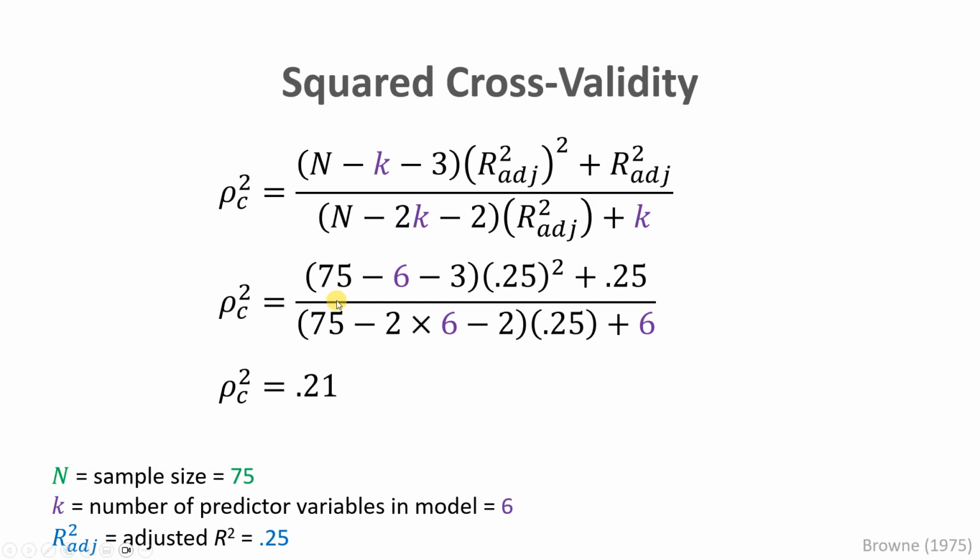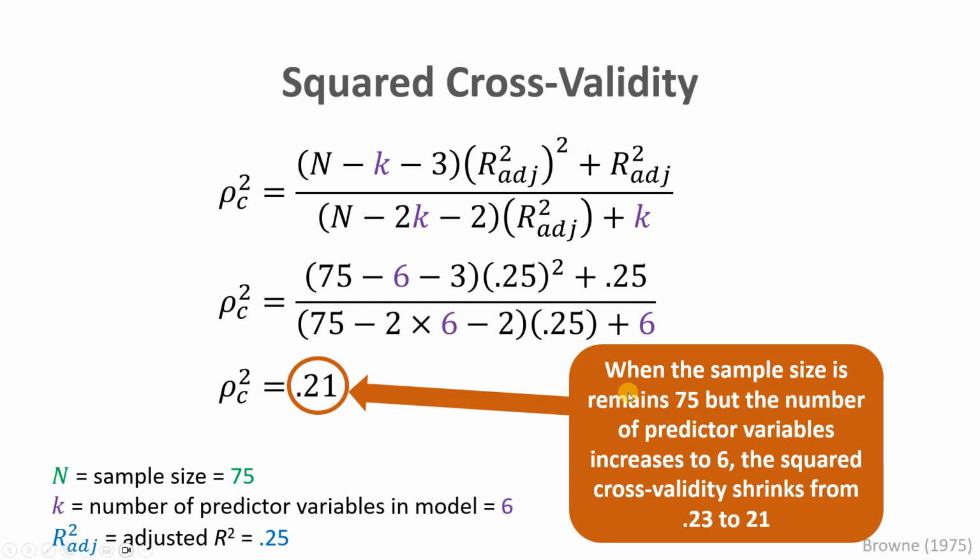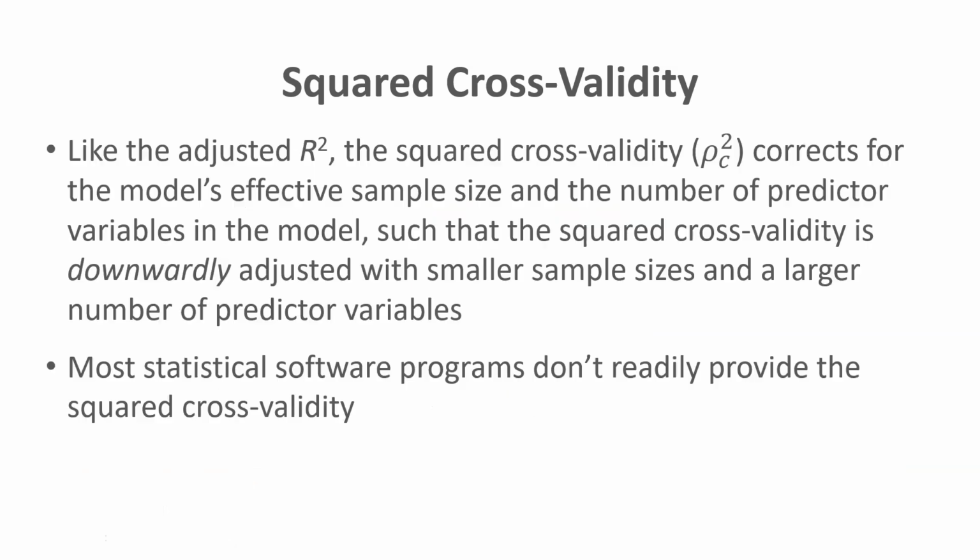Lastly, let's take a look at when we keep that sample size the same at 75, but we increase the number of predictor variables in the model from 3 to 6. Here you can see that when the sample size remains at 75, but the number of predictor variables increases to 6, the squared cross-validity further shrinks from 0.23 to 0.21.